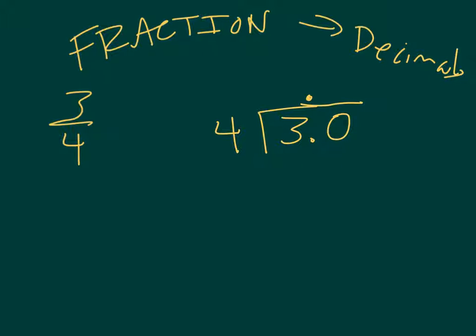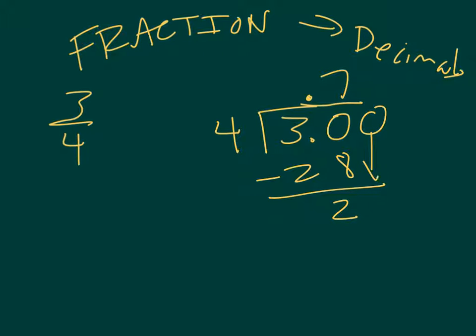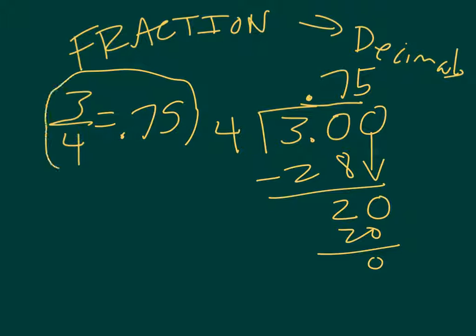4 does go into 30 though. It goes in there 7 times. 7 times 4 is 28. Subtract, right? Long division. I know you love it. 30 minus 28 is 2. Got to give another 0. Bring it down. 4 goes into 20 5 times exactly, and I'm done. So my answer then, 3/4 is 0.75 as a decimal.